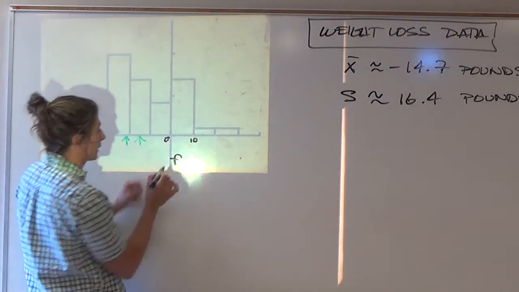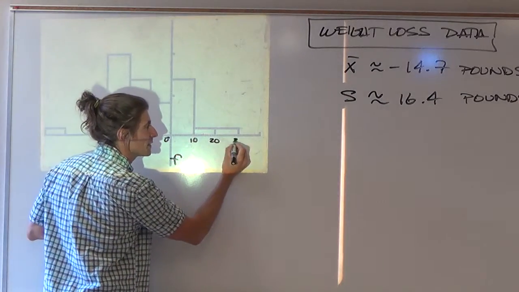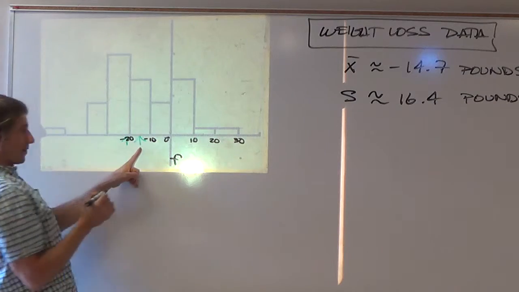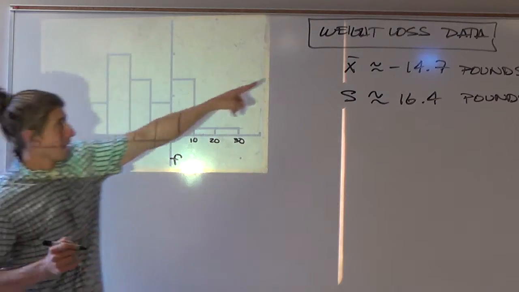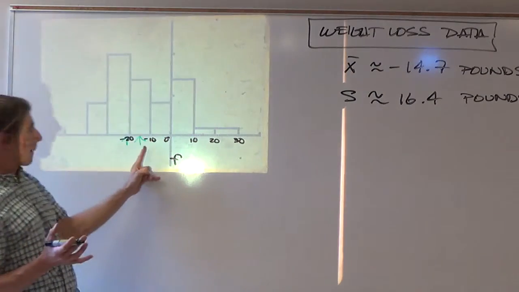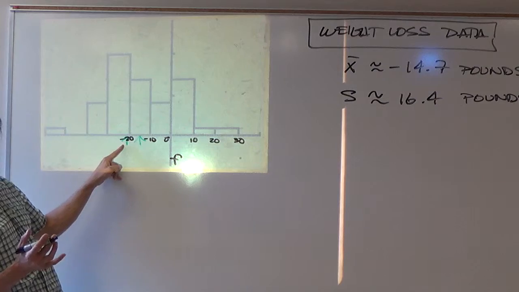This is 0, clearly. That's the y-axis. That's 10. This is 20. This is 30. This is negative 10, yeah? This is negative 20. That's almost spot on, isn't it? Negative 14.7. That's like negative 15. That's about halfway between negative 10 and negative 20. Not bad. This isn't bad either, friends.